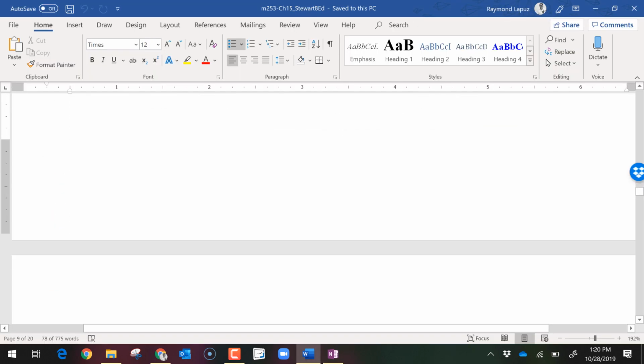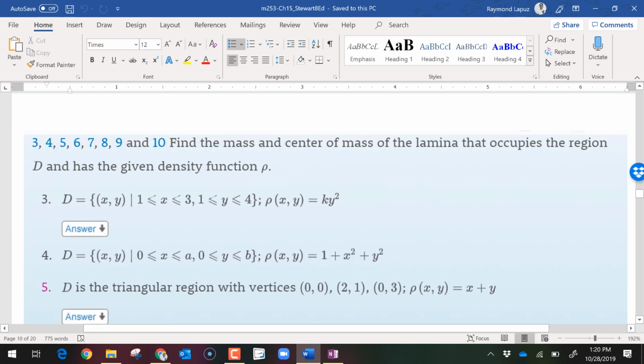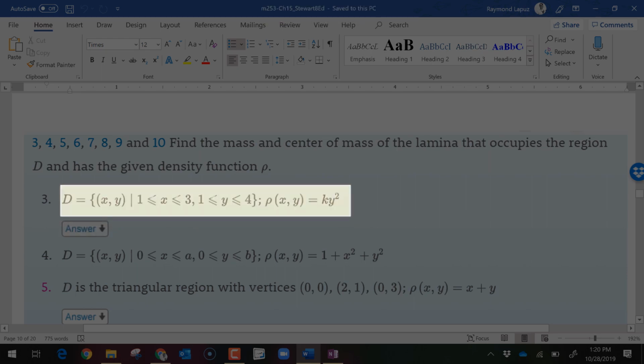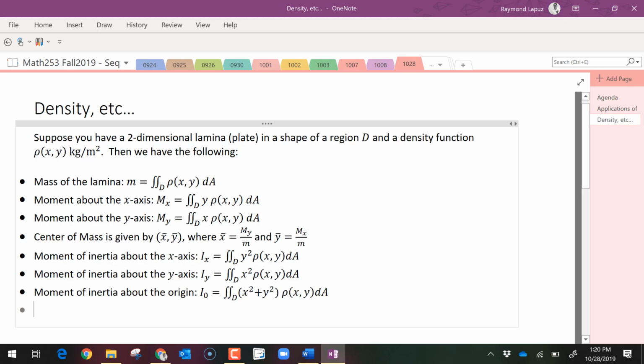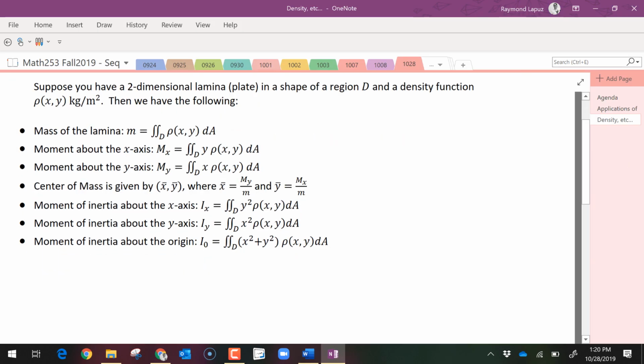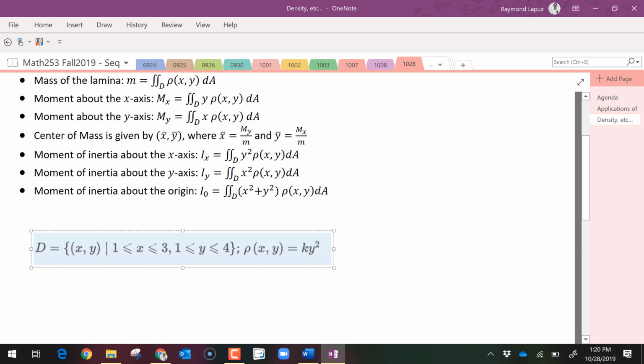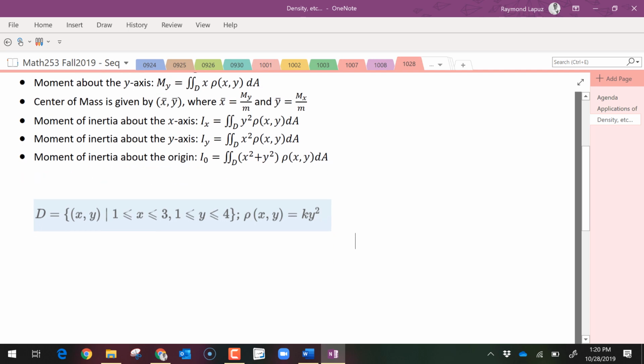Let's see if we can try some of the problems related to this. Some density problems here. Let's start off with number 3. A nice simple one. Our region looks like a rectangular region, which is going to make our computation nice and easy. Our density function is dependent on the y only, so movement along the x doesn't matter, it's just dependent on the y.